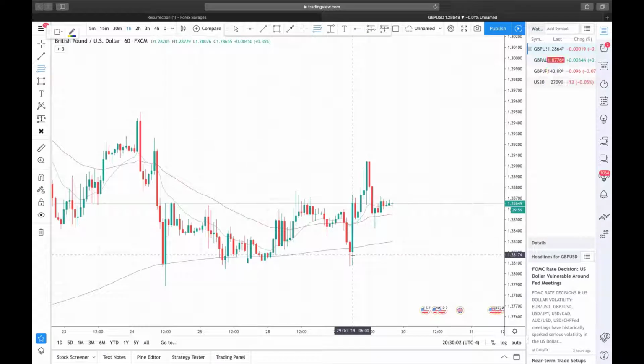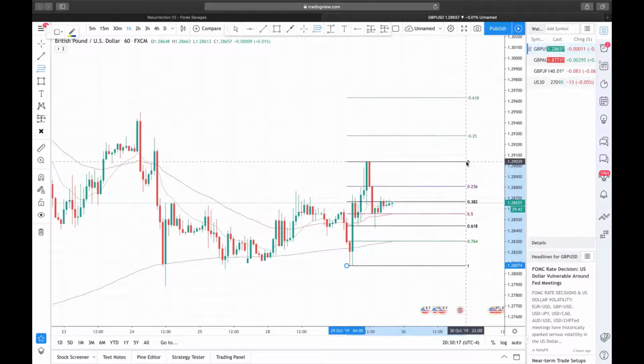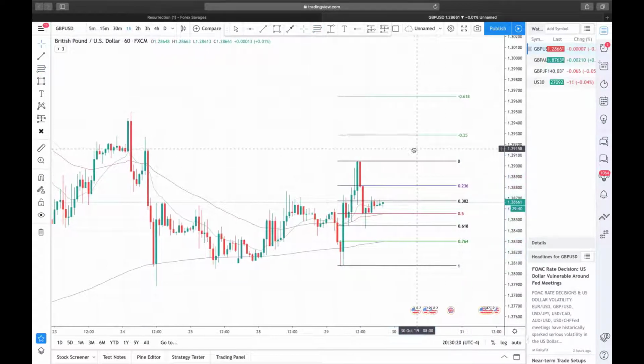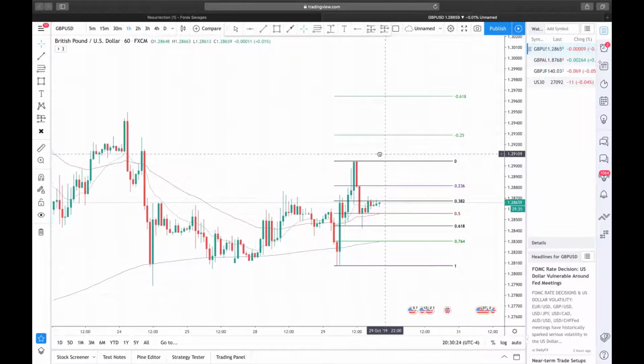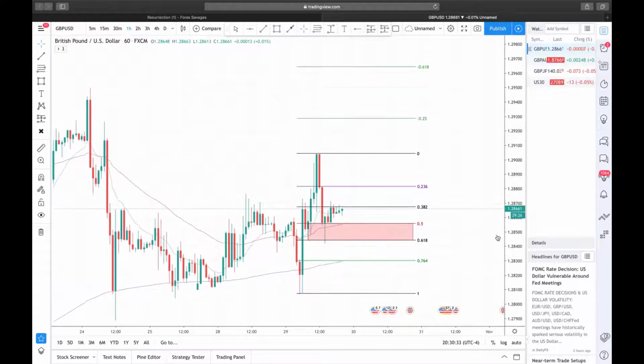So this is how I'm going to run my Fibonacci now that I see that market structure has been broken to the upside. I'm going to grab my Fibonacci and run it from the bottom of this wick where the push started to the top of where it left off, that last wick. And I'm going to get my rectangle and highlight this zone, which is the 0.618 and the 0.50.